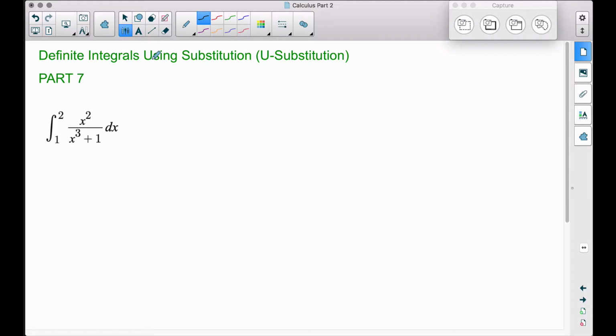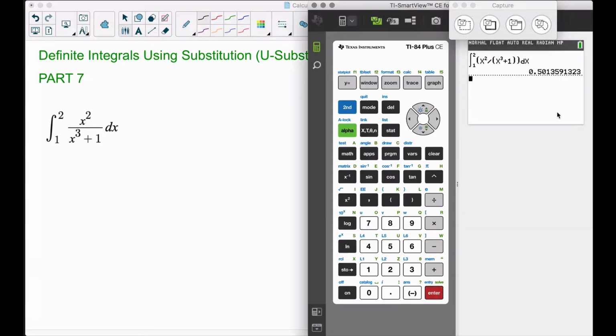In this video, this is going to be definite integrals part 7 using U-Substitution. We have a definite integral here, and what we're also going to do at the end is see how our answer is going to be equal to this definite integral that you can already see I've done in the calculator. But let's not get a decimal in this example. Let's get the exact answer, and you'll see what I'm talking about right here in a second.